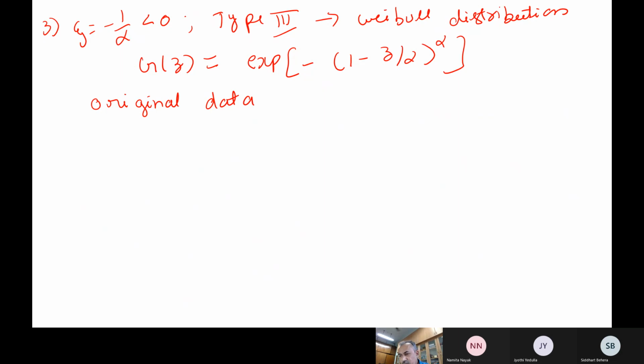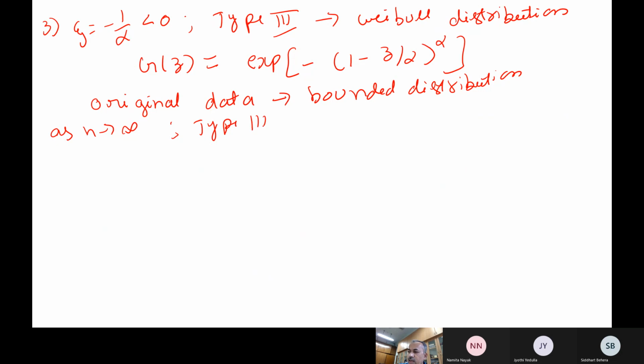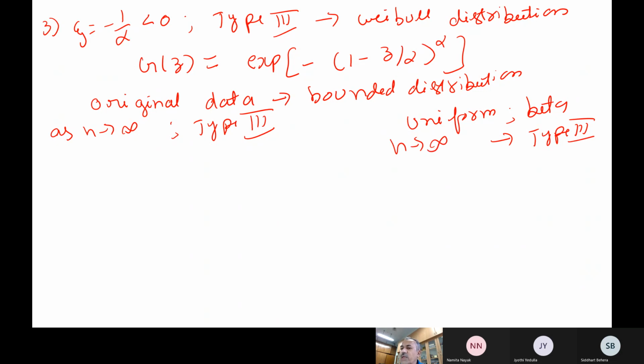So if the original data is bounded, then as n tends to infinity, this turns out to be the type 3 distribution basically. Which means a uniform distribution, or any bounded distribution, all of them go towards type 3, as n tends to infinity. So this is how the three distributions come.